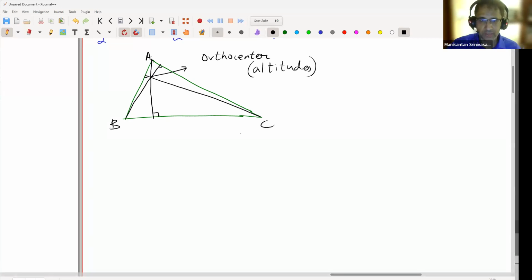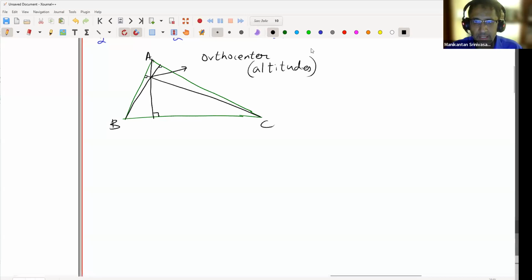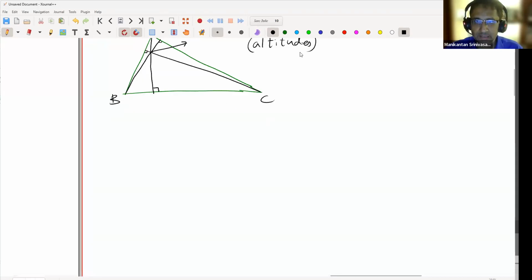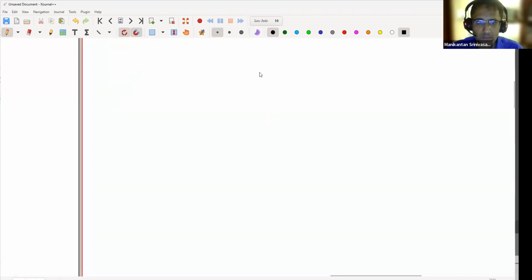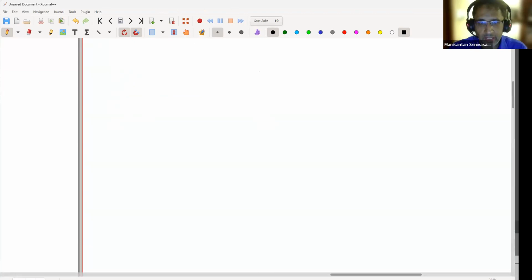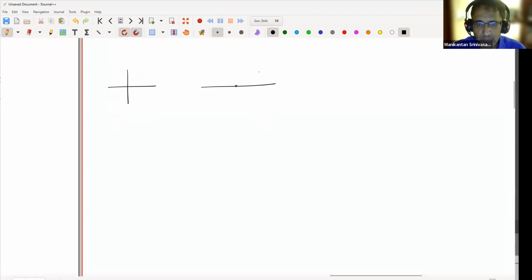Okay, and we'll move on with that, right? Now, the fourth one, which is important, is the circumcenter, which is the meeting point of the perpendicular bisectors. Now, what is that? What does the word perpendicular mean? We understand it's right angle. That's perpendicular. Bisector also we understand. If something bisects into two equal parts, that's bisecting, right?